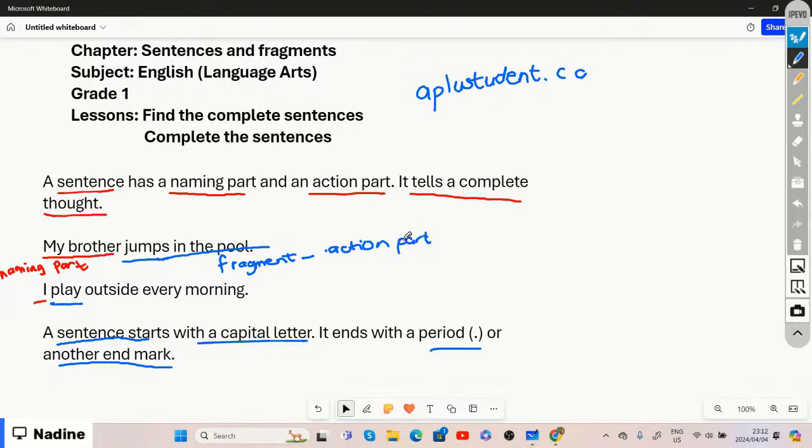All right. So once again, our chapter is sentences and fragments. A sentence has a naming part and it has an action part, and it tells us a complete thought. And not forgetting that a sentence starts with a capital letter and ends with a period, an exclamation point, or a question mark. All right, so now let's go to aplusstudents.ca.